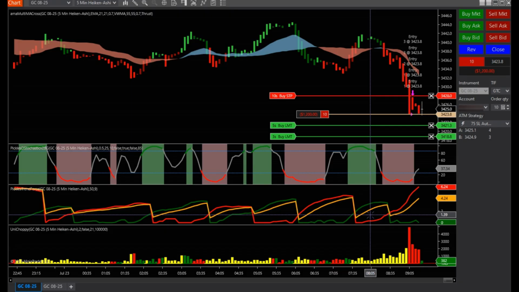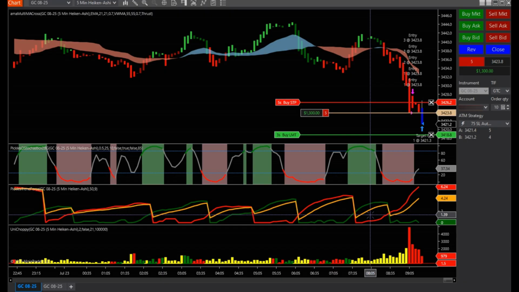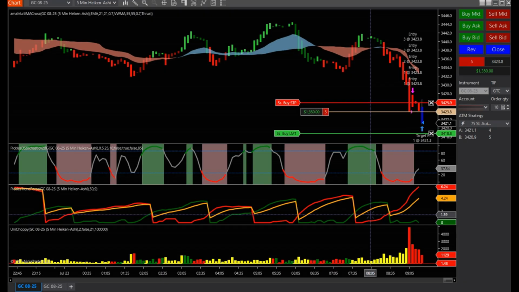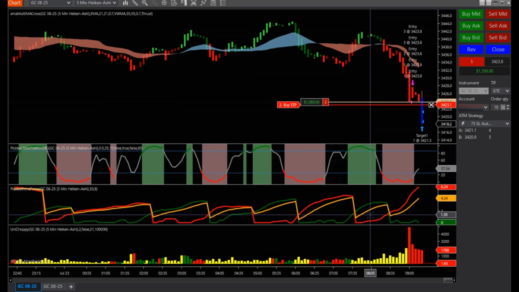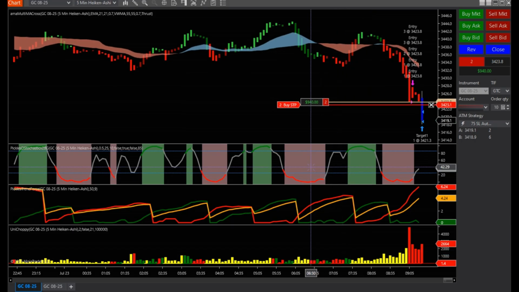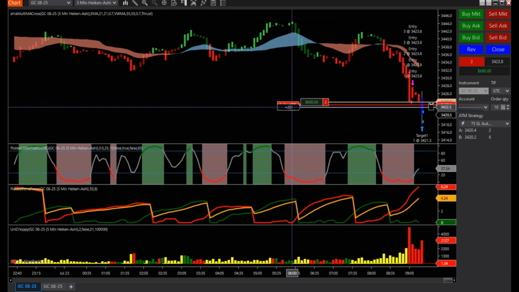So I'm just waiting for my first target to be hit. Okay, once it reached my first target, the stop loss moved to break even with an offset. So my last target got hit, and you can see that my break even is now at plus a couple of ticks here.